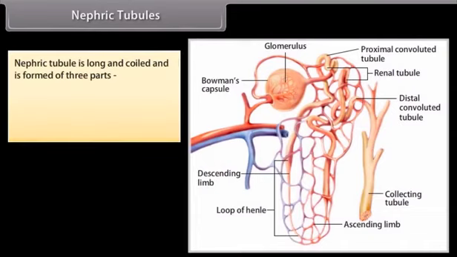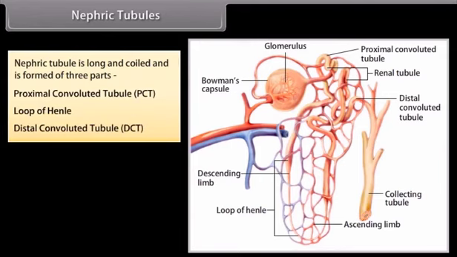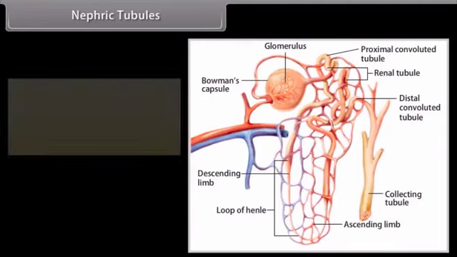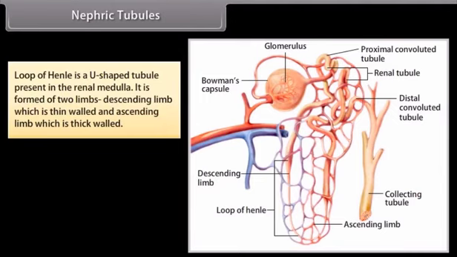Nephric tubules. The nephric tubule is long and coiled and is formed of three parts: proximal convoluted tubule PCT, loop of Henle, and distal convoluted tubule DCT. Proximal convoluted tubule PCT is a convoluted part of the kidney and lies in the renal cortex. It is the main site of selective reabsorption of sodium, calcium, amino acids, etc. from the nephric filtrate.